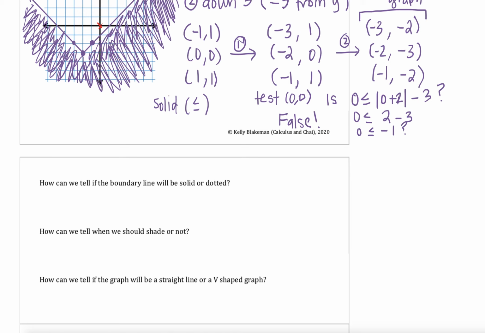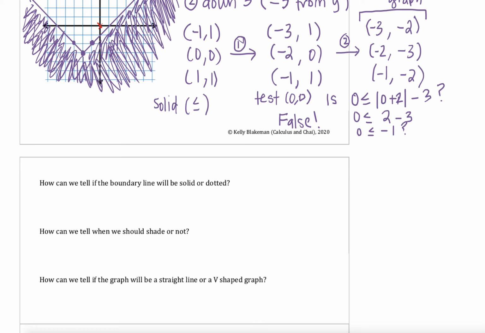So I've got 3 follow-up questions for you. The first one is, how can we tell if the boundary line will be solid or dotted? The second one is, how can we tell when we should shade or not? And how can we tell if our graph will be a straight line or a V-shaped graph? I want you to pause the video right now and answer those 3 questions and think about generally over the last 2 or 3 sections, how were we able to determine this?